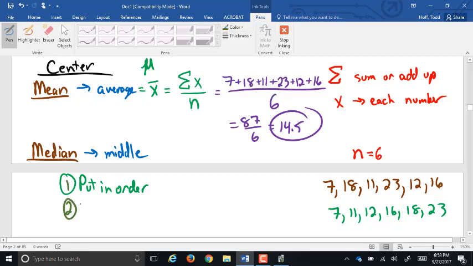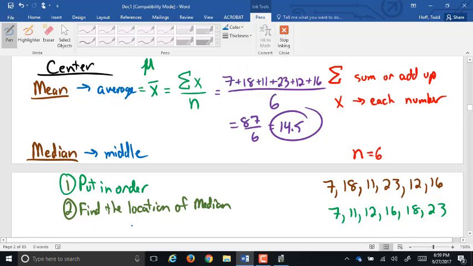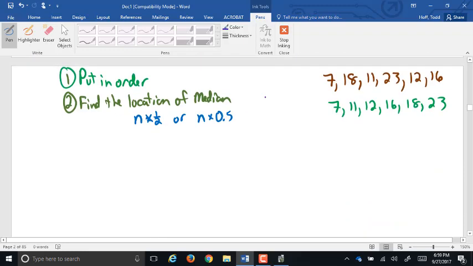Step 2. Find the location of the median, of course. The location is found by doing n times 1/2 or n times 0.5. Well, what is n here? 6. So 6 times 0.5 is 3.